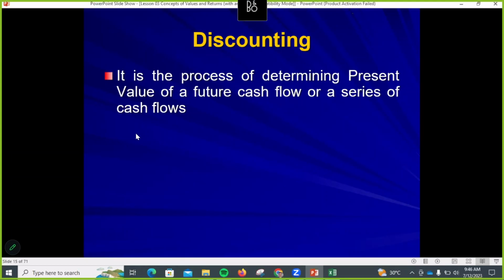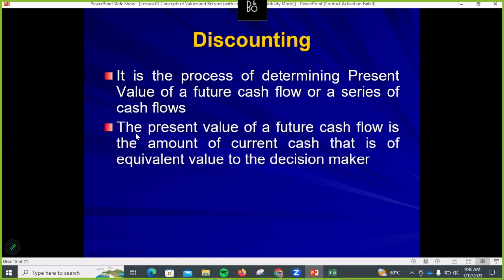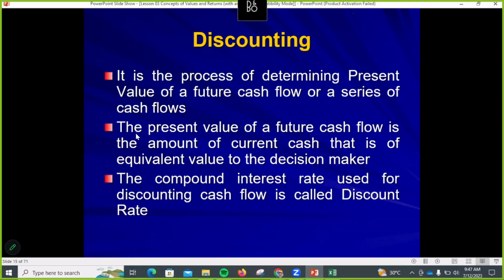So the managers should convert all the future values into the present value now using a present rate, and they can do the comparisons between the discounted inflow and outflow. So the present value of the future cash flow is the amount of current cash that is equivalent to the value for this decision maker. The compound interest rate used again for discounting the cash flow is called the discount rate.